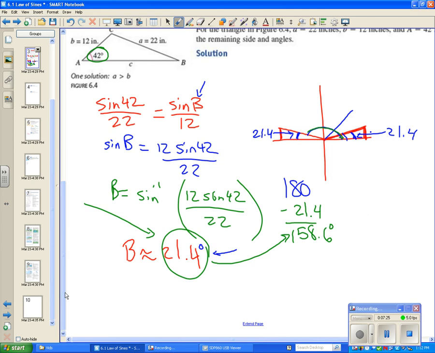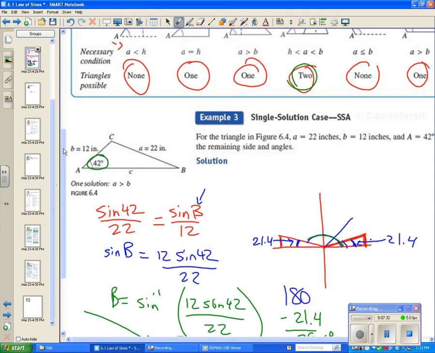Since that's not the case, this is the only possibility. Now, that was a lot of talking, but reasoning out, once you understand it, it's really fast. So once we get the angle, we can use law of sines to find, so we have angle B is 21.4. We can subtract these two angles from 180 to get this angle, and we'll use law of sines again to find the side C.